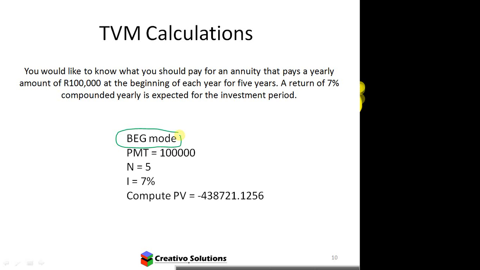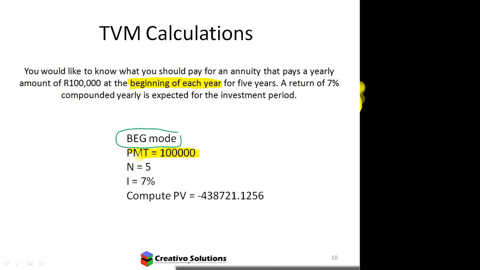The HP doesn't clear it, so you've got to clear it. You've got to make it end mode. It's always end unless you've been told this, beginning of each year. So you never ever change it. You only change it if you see that. So do I need to change it? Yes. Have we changed it? Yes. What did the 100,000 represent?